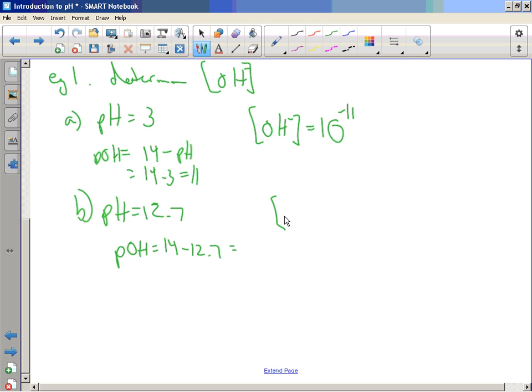And then you can put that into your exponent. And what is that? What is the pOH? You got a pOH first? 1.3, 10 to the negative 1.3. And did you run that as well?